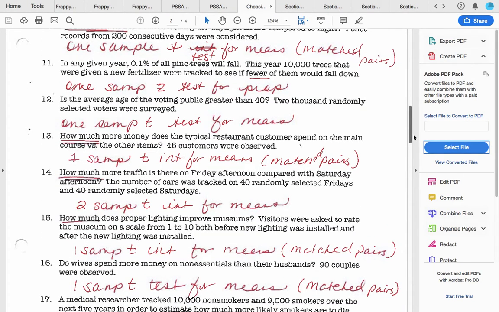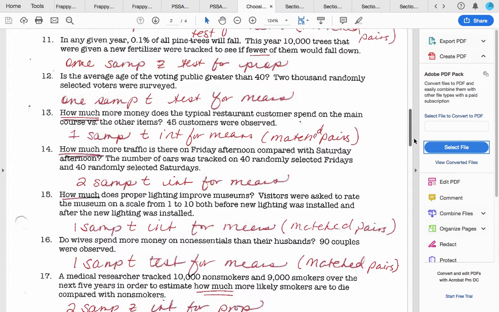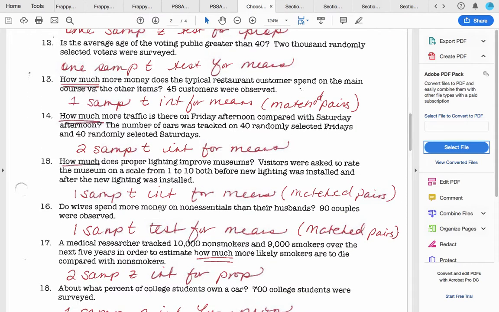Let's see here. Like this one: do wives spend more money on non-essentials than their husbands? 900 couples were observed. The husband and wife in a couple are going to be viewed as a matched pair, so they're dependent samples. So it's just a 1 sample t-test for means in that one.